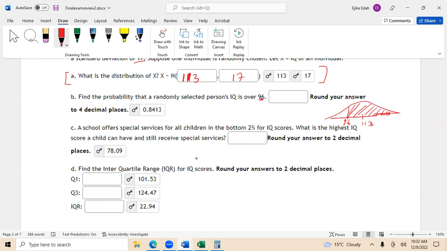What you need to do is find the Z value that is equivalent to this 96. Once you get that Z value, you use your table to find the rest. So let's do it quickly here. The Z formula says: Xi, the data, minus the mean, divided by the standard deviation, right? So here we have the data, which is 96, minus the mean, which we know is 113, divided by the standard deviation, which we know is 17.